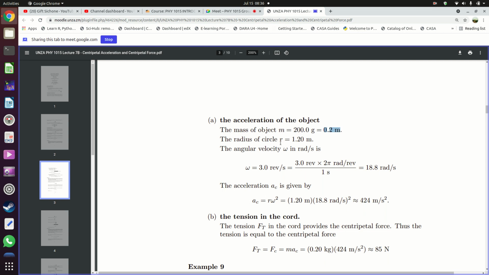Then the radius of the circular path is 1.2 meters. Then we have the angular speed in revolutions per second, which can be changed into radians per second. When you do the change, you end up with 18.8 radians per second. I'll put updated notes where I can make these corrections. So we have how fast the object is moving in a circle, which is 3 revolutions per second, but you do not do your calculations in revolutions per second.